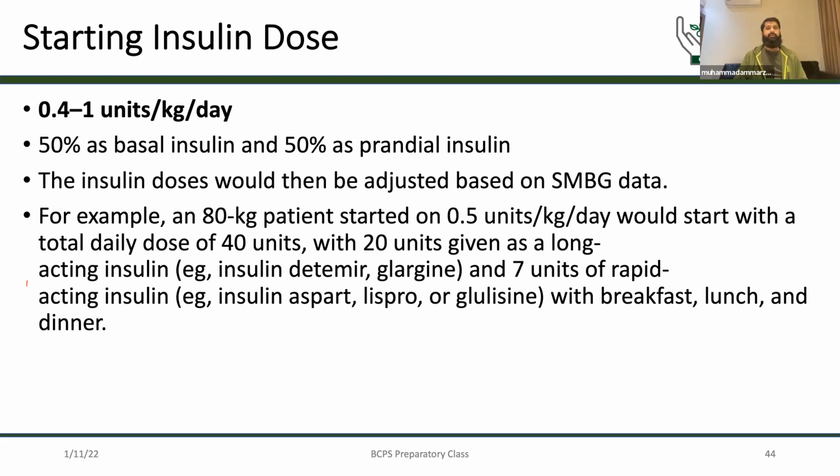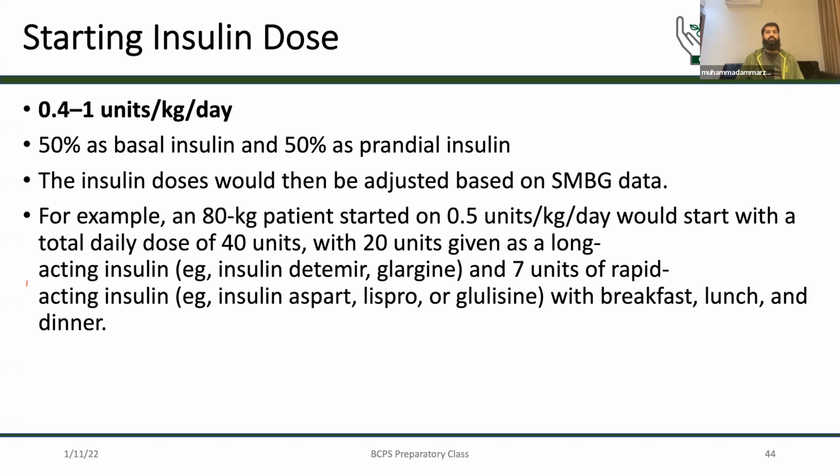So for example, if a patient is 80 kg and he requires 0.5 units per kg per day, so you can see that 80 multiplied by 0.5 would be 40 units. So he requires 40 units per day. You have to divide 50% basal and 50% prandial. So 20 units are of basal insulin and 20 units of prandial insulin.